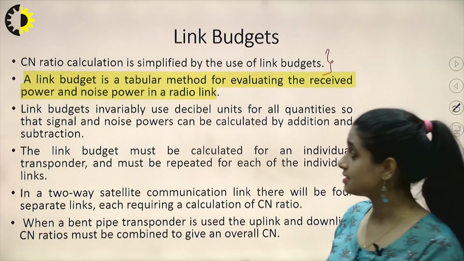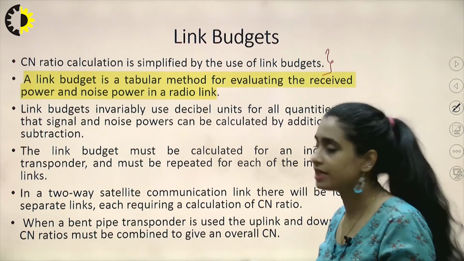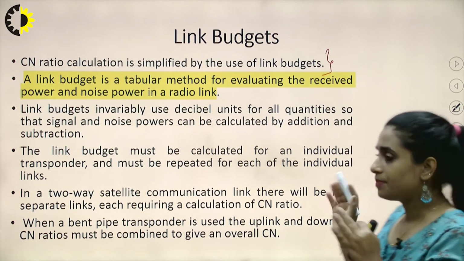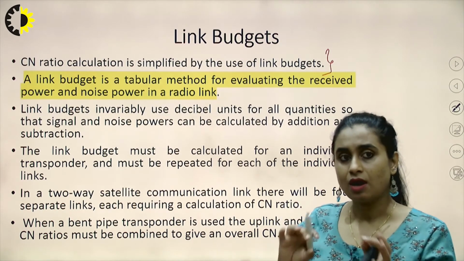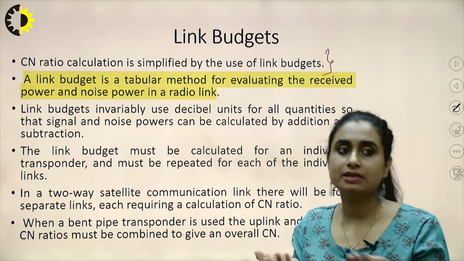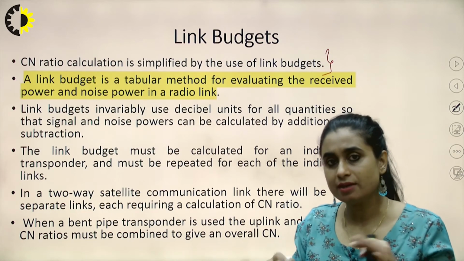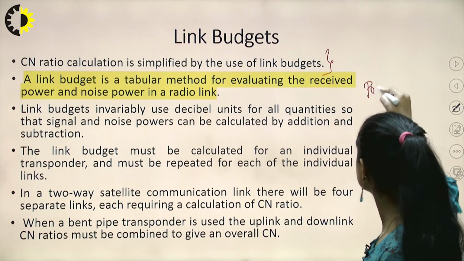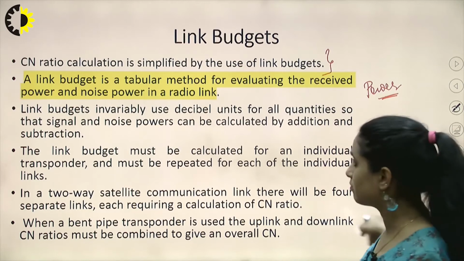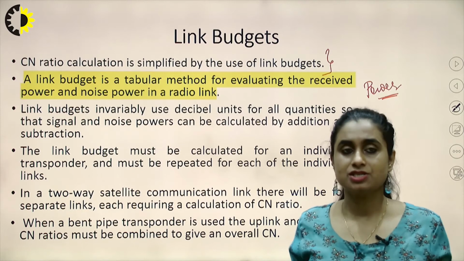A link budget is a tabulated method for evaluating the received power and noise power in a radio link, right? When I make a table of the parameters which are used for evaluating, that is calculating, the received power and noise, because all that budget calculation we do in terms of power, right? So what are the factors? Those affecting factors are tabulated and then the final calculation is carried out. That tabulated representation is called a link budget.